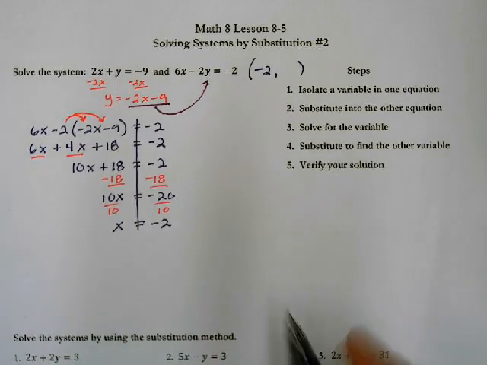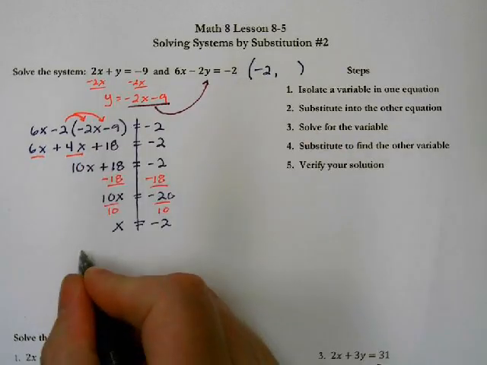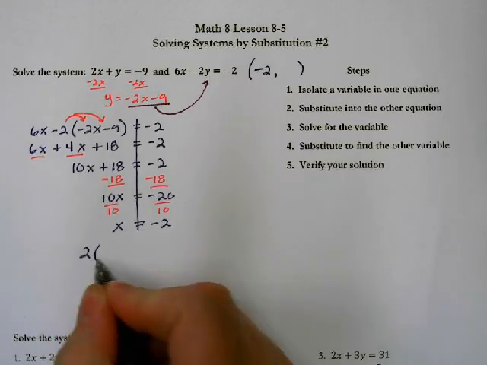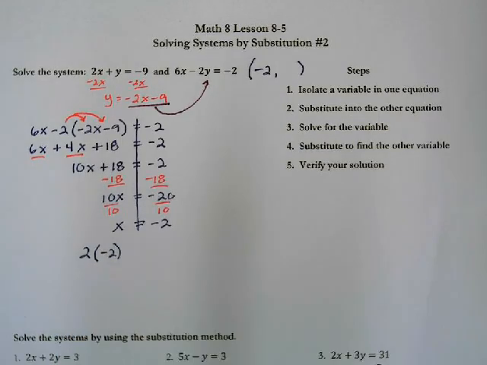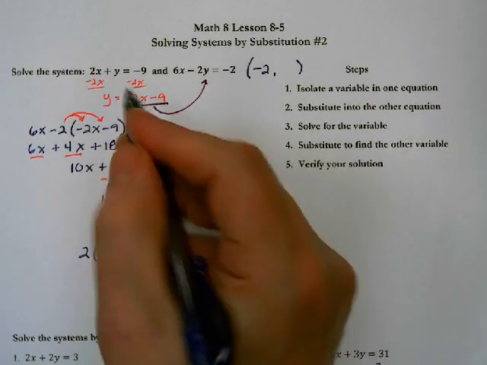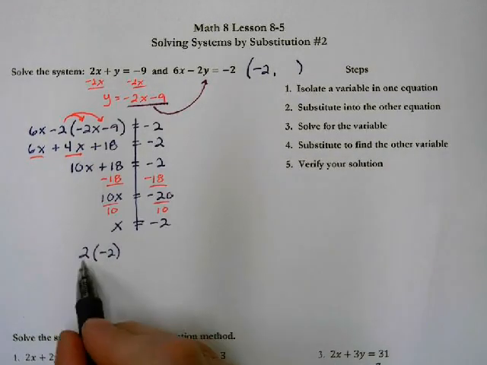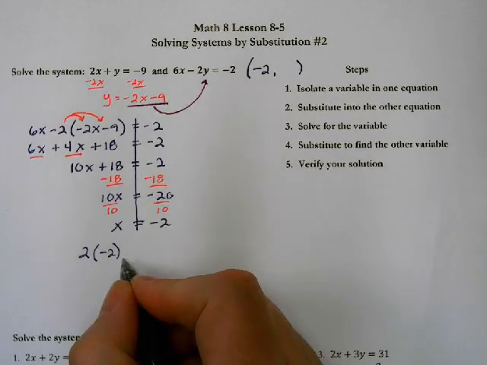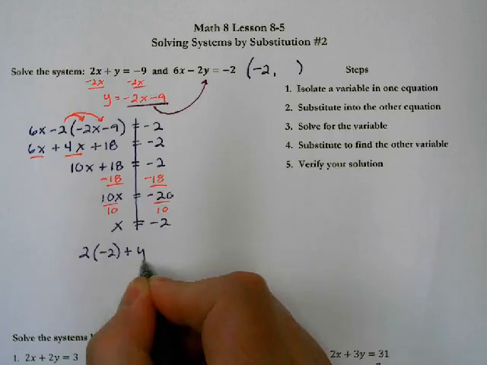So I'm going to write 2, and then instead of x, I'm going to write negative 2. Use parentheses because sometimes you're not sure what happened to that negative, and it's nice. If you don't use the parentheses, it looks like you're subtracting them instead of multiplying them. Plus y, because I'm looking for y, equals negative 9.